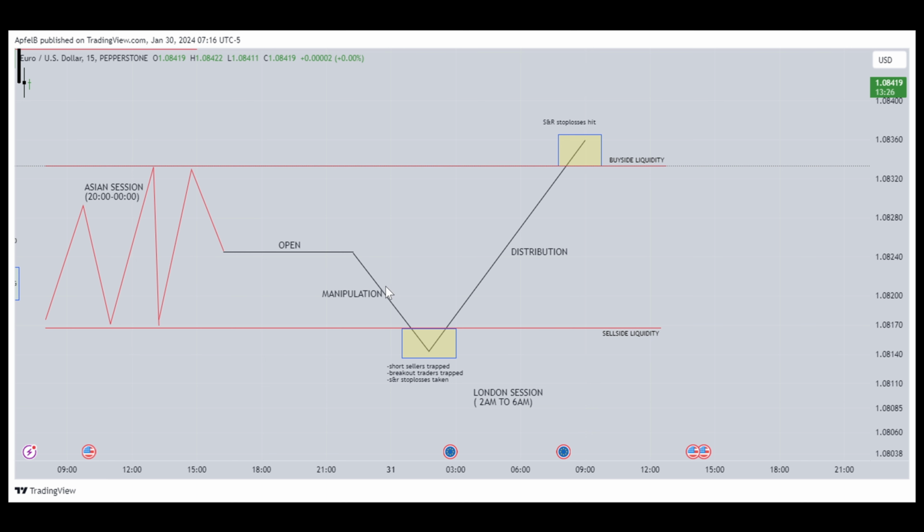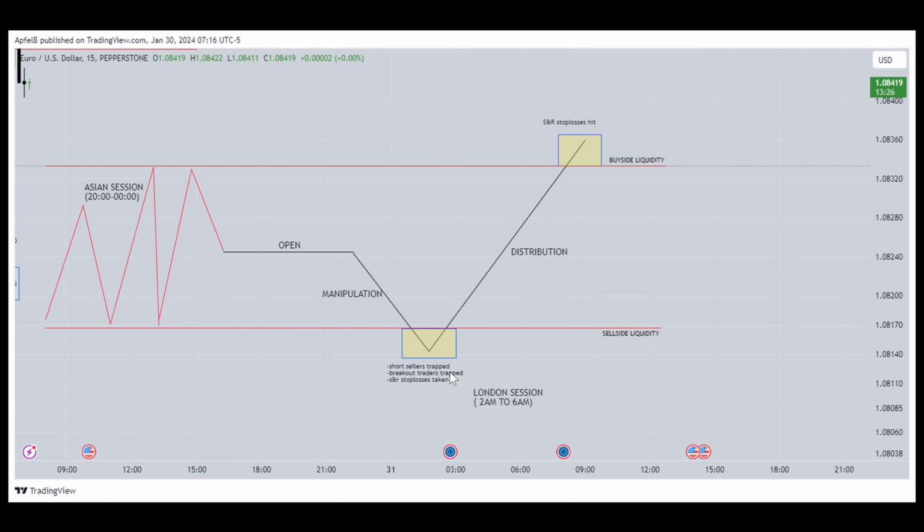So the market moves below here to get sell side liquidity in the form of short sellers getting trapped, those who are selling and continuing to sell this market. They get trapped when the market changes direction, and also the breakout traders get trapped when they enter the market using sell stops, thinking that the market will test around here in the form of support becoming resistance. So they enter the market to sell.